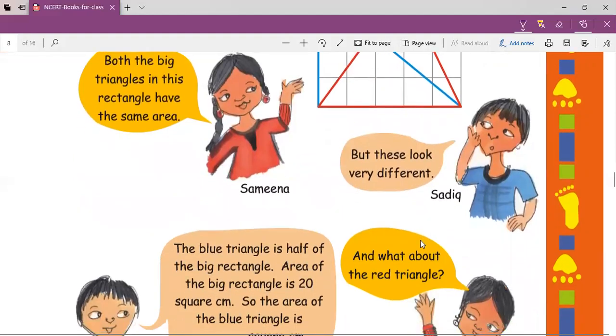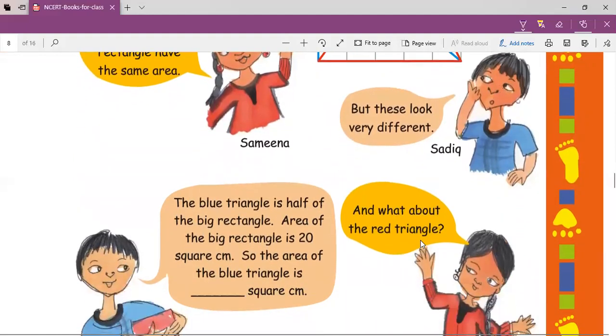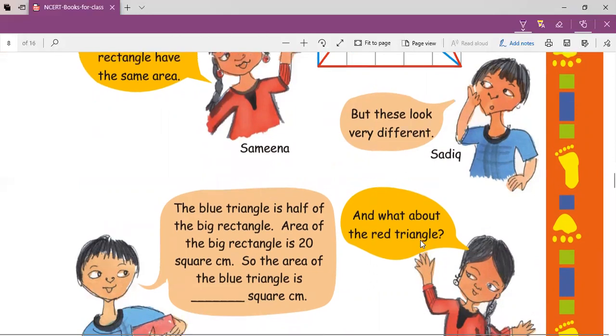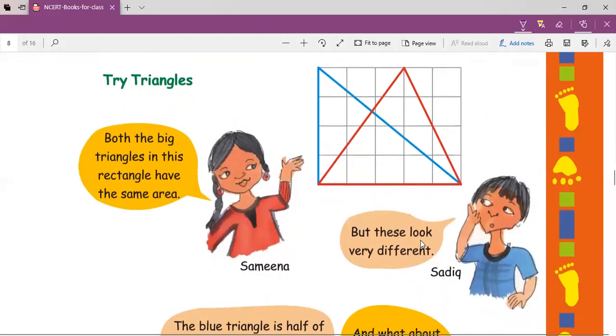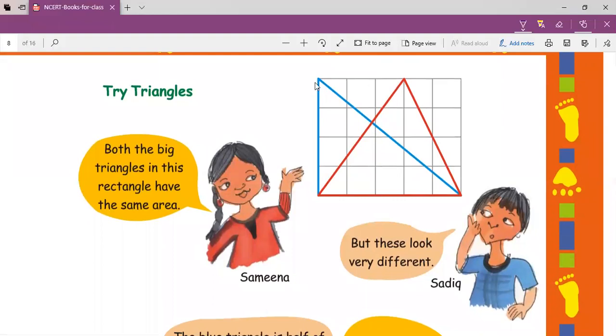Now let's see what Sadik is saying. The blue triangle is half of a big rectangle. Half of a big rectangle. If you skip the red triangle, just see the blue triangle. See, this is a rectangle.